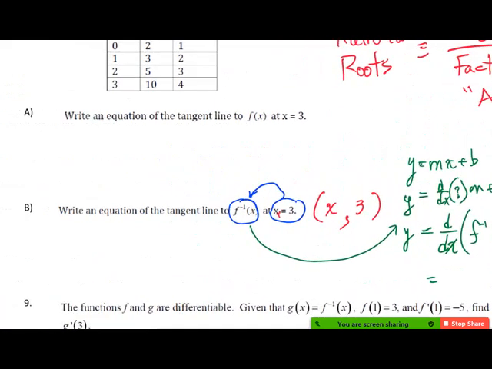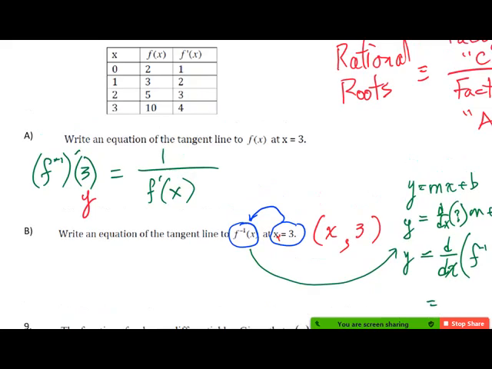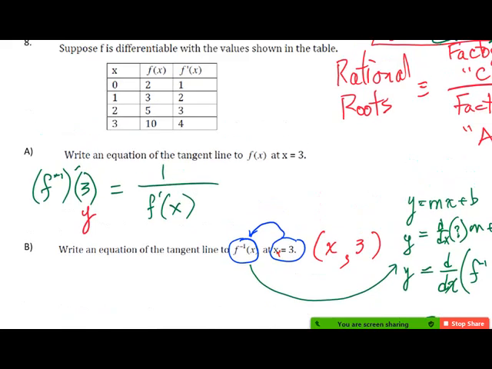Well, the inverse prime at x equals 3 is going to be the same as 1 over f prime of x. It's not the same x because the 3 is actually the original y. So if we go back to the table and find where the original y is equal to 3, it's going to be right there. When the original y is equal to 3, x is going to be equal to 1, and the slope of f is going to be 2.